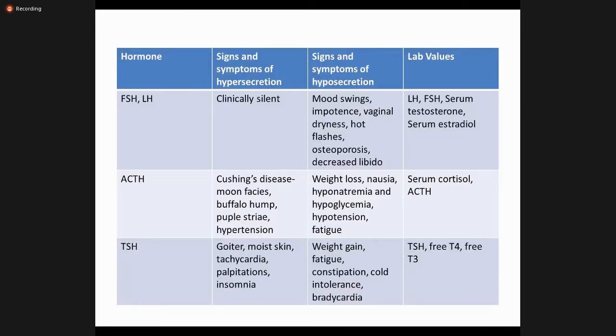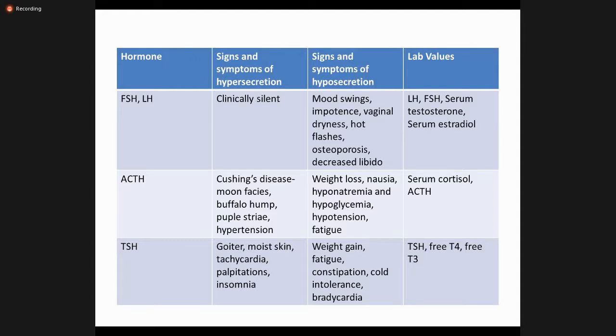Then as far as the clinical features, signs and symptoms of these tumors are concerned, signs and symptoms are due to the hypersecretion or hyposecretion, and we perform lab tests to diagnose these conditions accordingly. For example, FSH and LH secreting adenomas. So there is no hypersecretion, that is, hypersecretion is silent. Hyposecretion is there due to the compression effect on the secretion of LH and FSH.